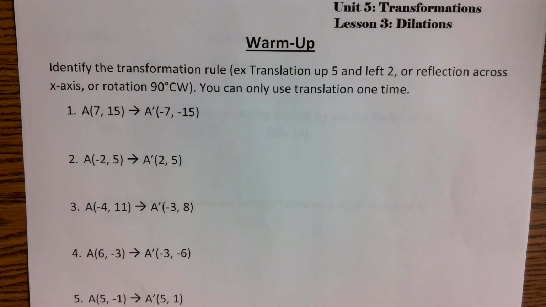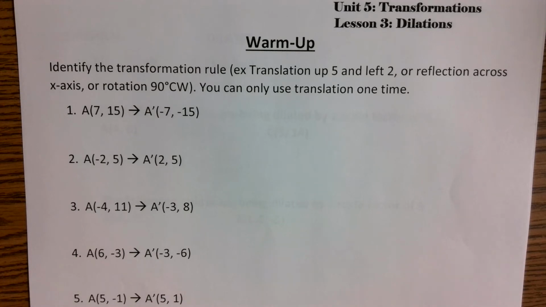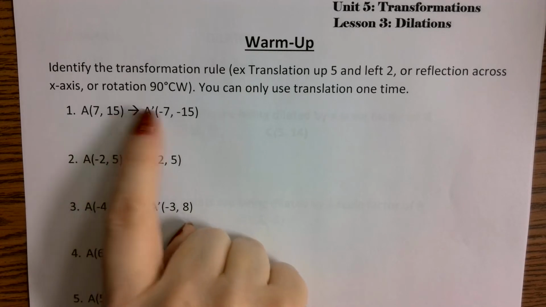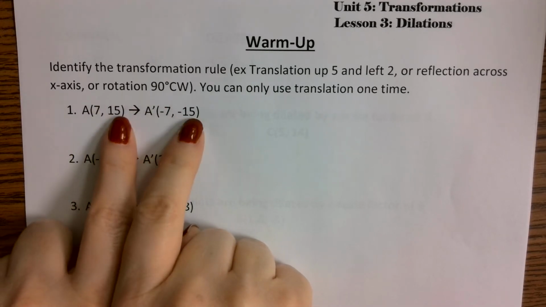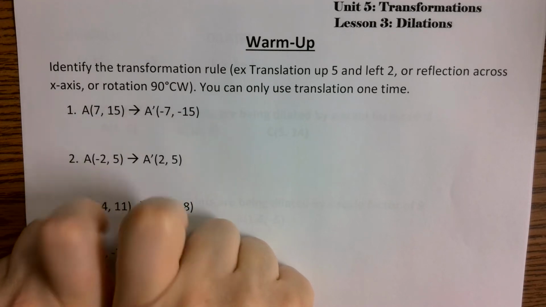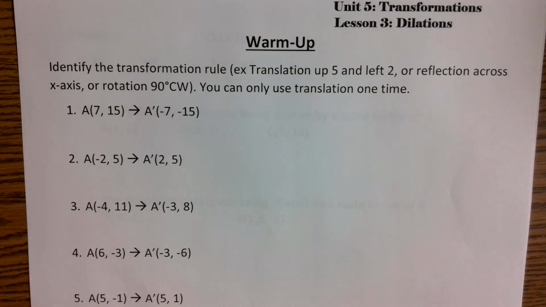However, only one time can you use the translation for this. So, an easy rule to know: if the numbers are very different, not the same, like here, the numbers are somewhat similar, aren't they? You've just got positives and negatives of the same type of number. So those typically indicate that it's either going to be a reflection or a rotation. It's when the numbers are very different looking that they're either going to be a translation or what we learned today, which is called a dilation.